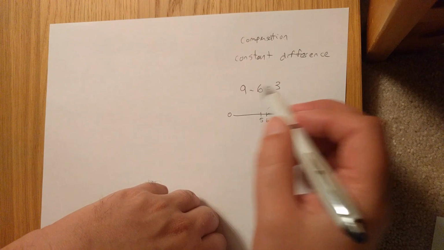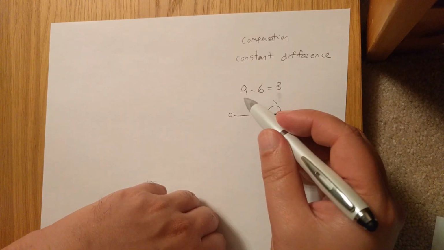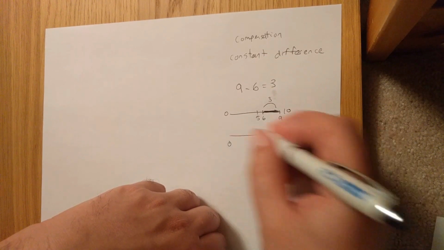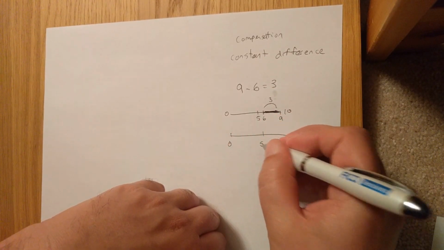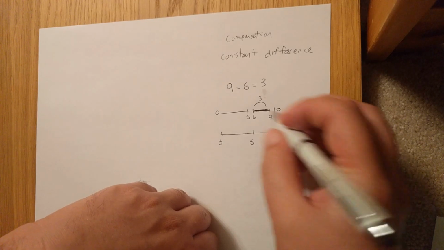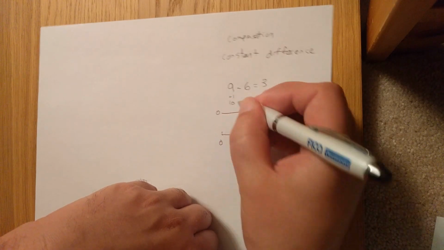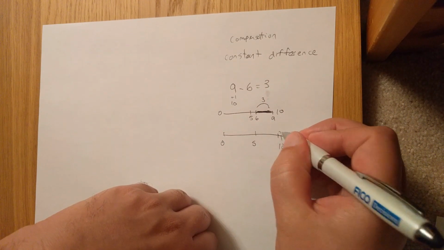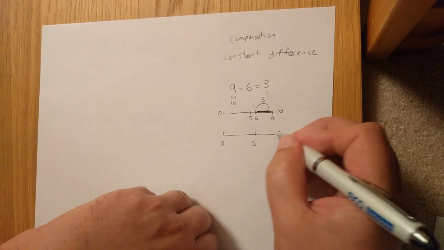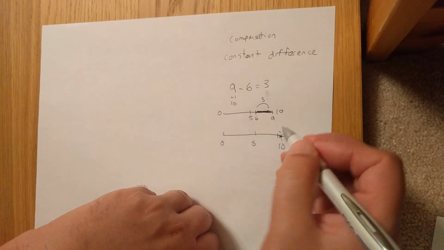So if we wanted to change one of these numbers, let's change the 9 to a 10. Then we're moving the 9 over 1. So we're adding 1 to make it a 10. And you can see it jumping right there to the 10. So now we're here instead of at the 9. And we want to keep that difference the same.